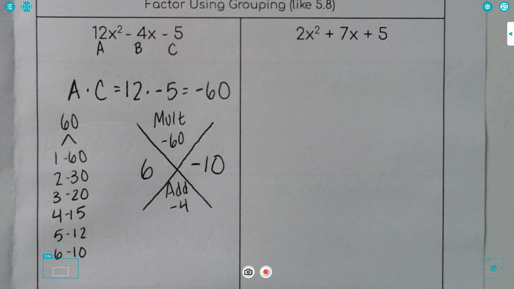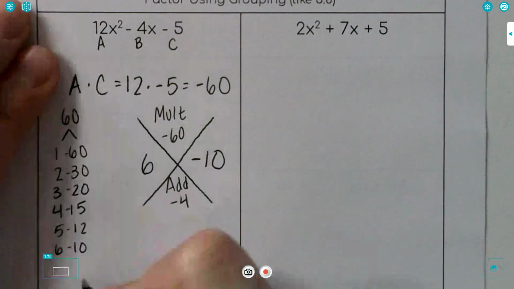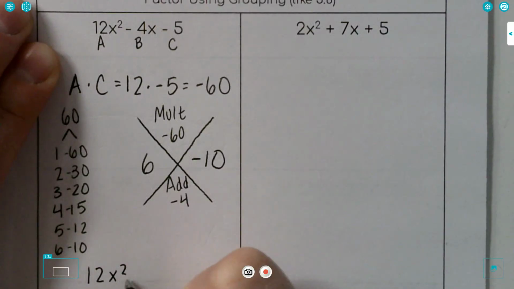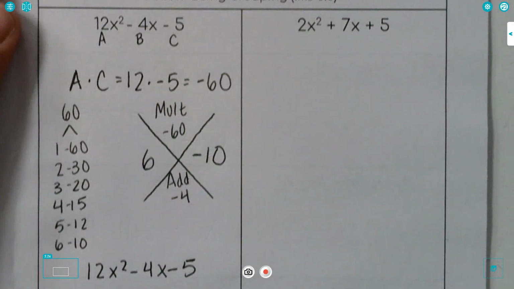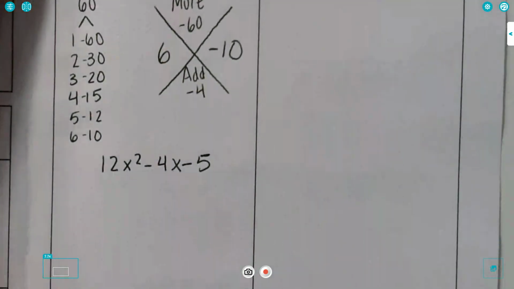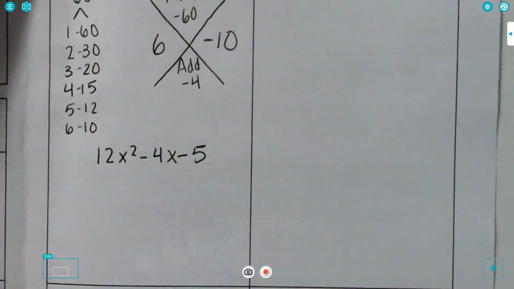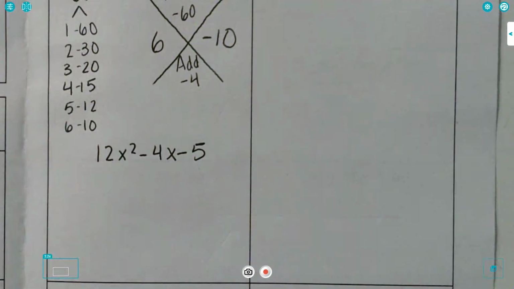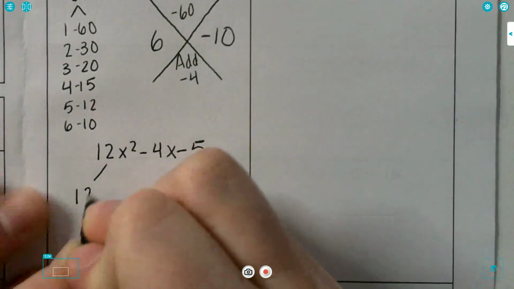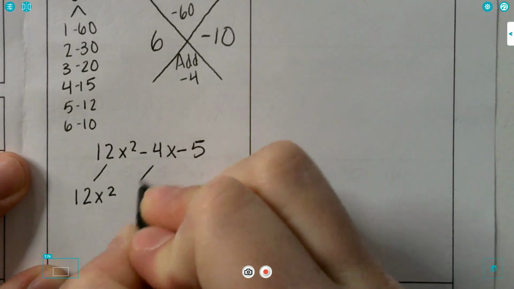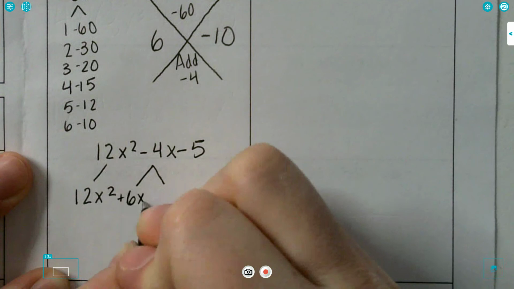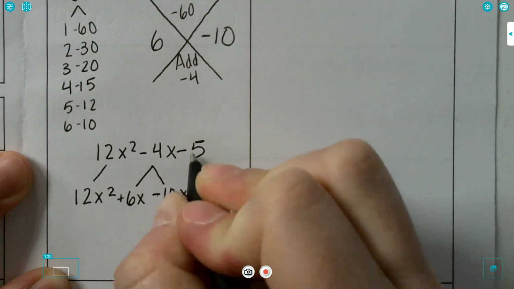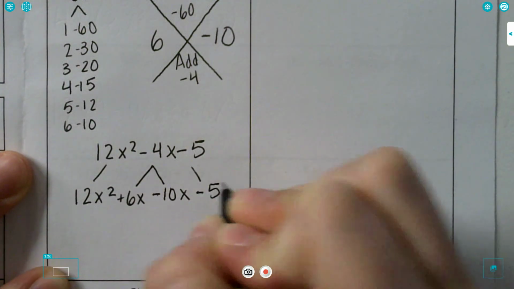All right, we are going to continue on with this one. I'm going to rewrite the original problem down here, just because it's way up there, so that I can scoot my page down now. So, now that I have picked 6 and negative 10, I am splitting up my middle term. My 12x squared stays. I split up my middle term, and instead of minus 4x, I now have plus 6x minus 10x. And then I also have my minus 5 still.